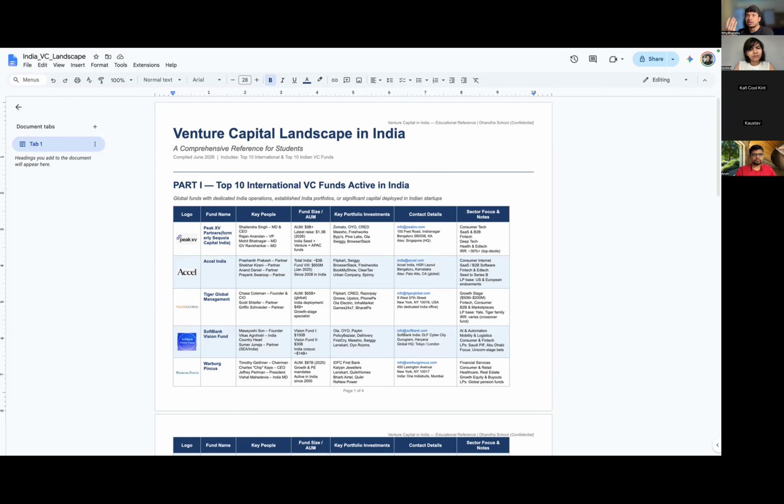So Shailendra Singh, then you have Rajan Anand. And Rajan, you might have seen on Nikhil's podcast also. Nikhil did a VC podcast with him.